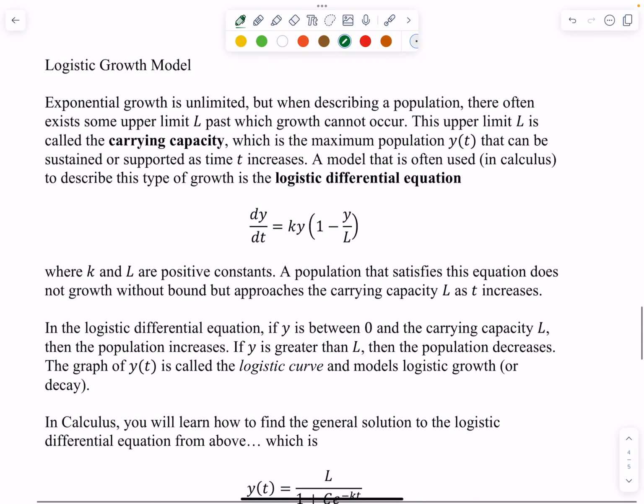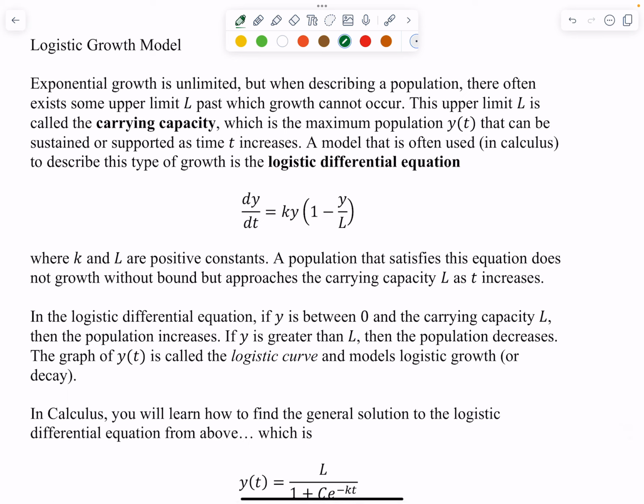Okay, so logistic growth model. So exponential growth is unlimited, right? Like if we think about the graph of an exponential function that's increasing, so representing growth, as the independent variable, so whether it's x or t, approaches infinity, right? The output values of an exponential function where there's growth being shown would be approaching positive infinity, like it continues on forever.